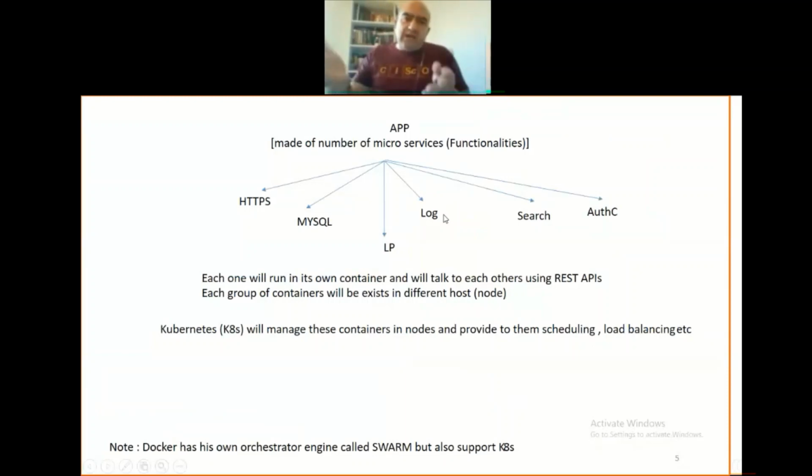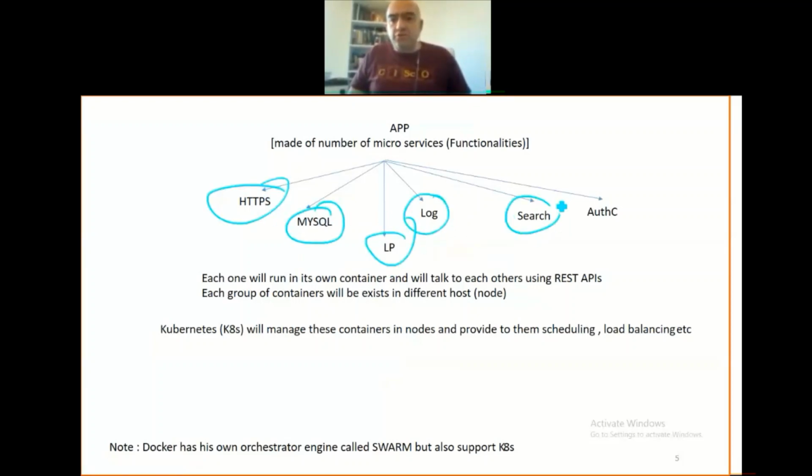Here I'm explaining again that your application could be made of different functionalities, and each functionality will have its own container for sure. So an application like this will be created of at least 6 containers. Containers can talk to each other, by the way, using REST API.